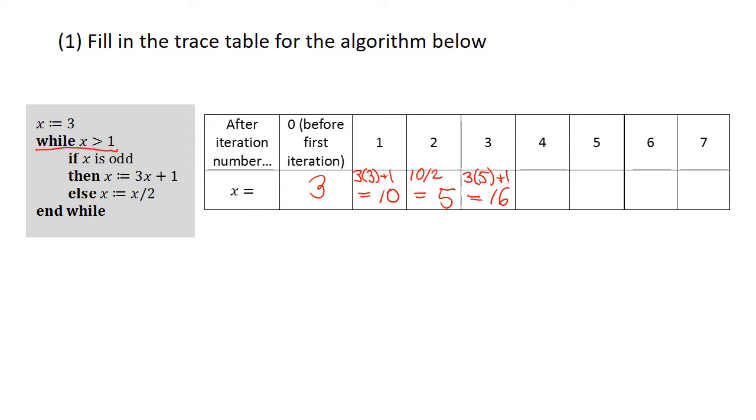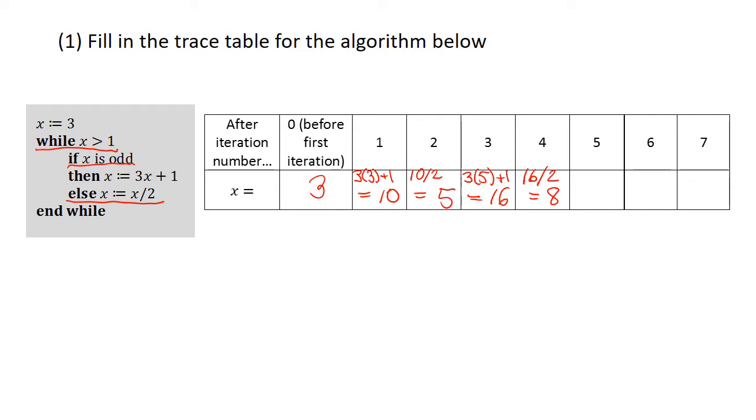So x is currently 16, and that is greater than 1, so we're going to do the loop again. And now we check the if condition, if x is odd. This time x is not odd, so we're going to do the else. So we're going to redefine x to be x over 2. So 16 over 2, that is 8.